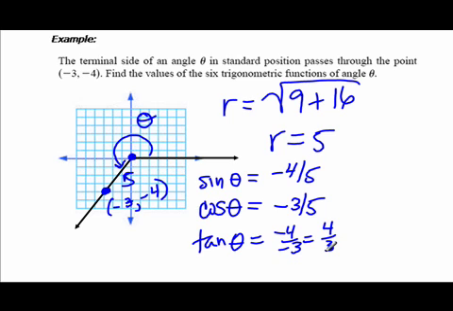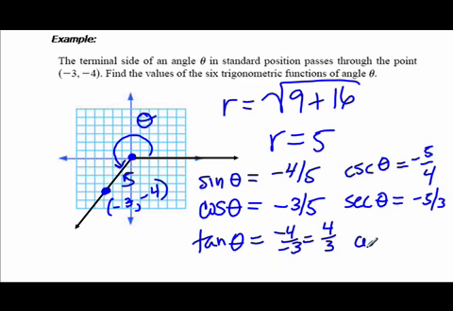Now we do reciprocals. Sine and cosecant are reciprocals. This becomes negative 5/4. Secant becomes negative 5/3. And cotangent becomes 3/4.